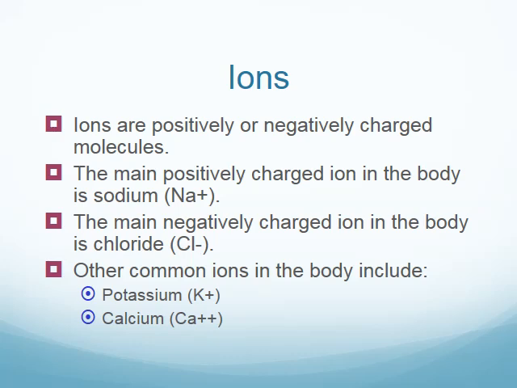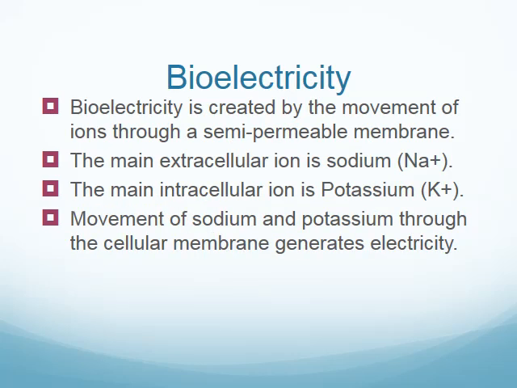Ions are positively or negatively charged molecules, and we'll get into the most important ions that we need to be familiar with shortly. Just remember right now that the main positively charged ion in the body is sodium. The main negatively charged ion in the body is chloride. Other ions in the body include potassium and calcium, and we'll talk about why those are important. Bioelectricity is created by the movement of ions through a semi-permeable membrane. This occurs in all cells throughout the body, but we're talking specifically about cardiac cells right now. The main extracellular ion is sodium, and the main intracellular ion is potassium.